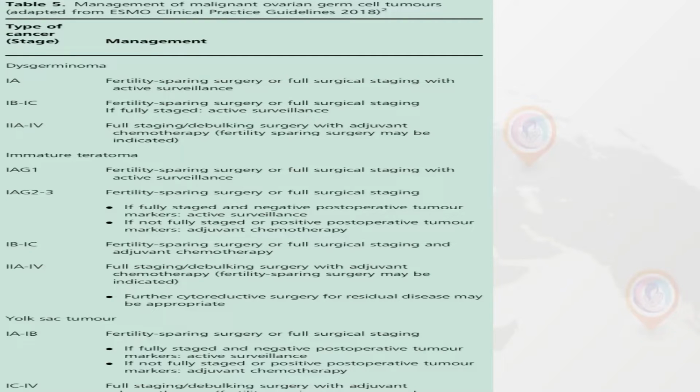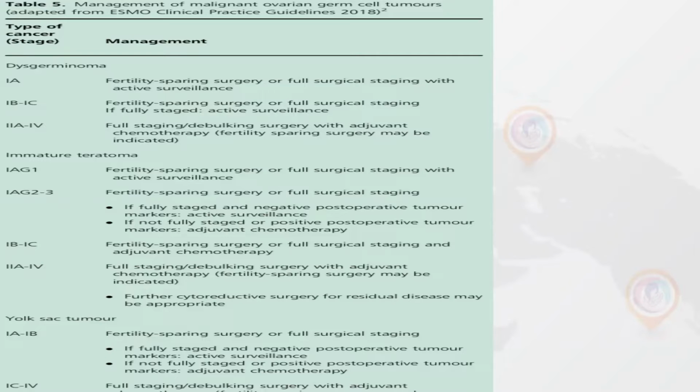So in germ cell tumors, you should remember that they usually occur in the pre-pubertal or pubertal age group. So in such cases, there is a need for fertility sparing surgeries. We have seen that these tumors are highly radiosensitive as well as chemosensitive. So in such cases, we can go for surgery, which is known as fertility sparing surgery.